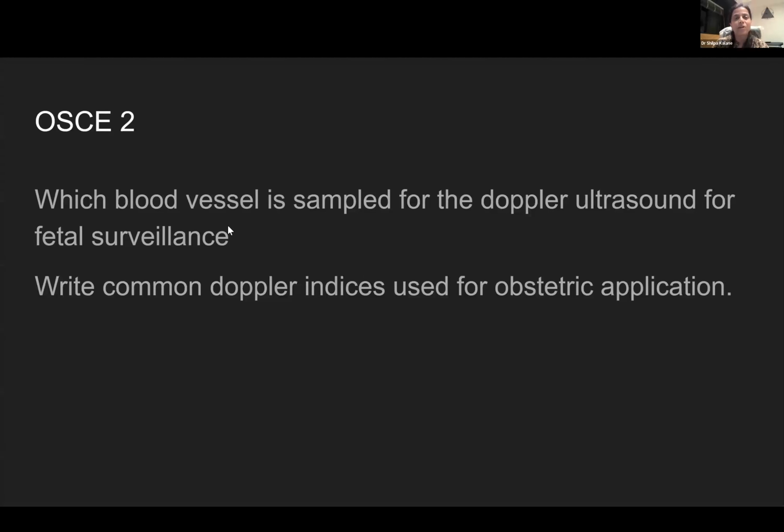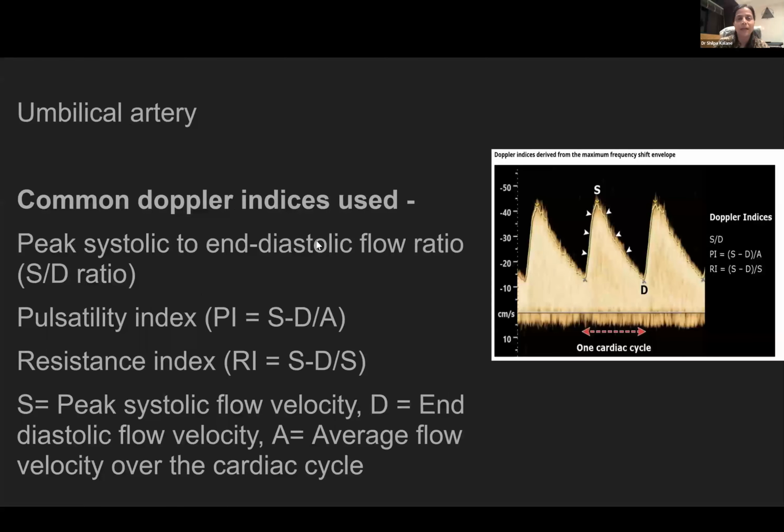Umbilical artery. So the umbilical artery is used for the indices for fetal surveillance. And what are the indices we use? RI, PI, and SD ratio, right? So the umbilical artery is used, and the common Doppler indices used are SD ratio.